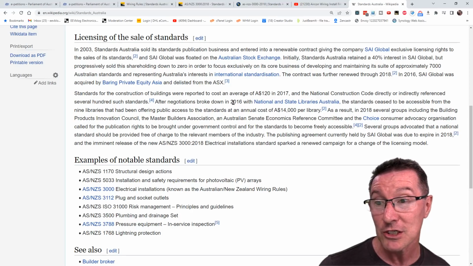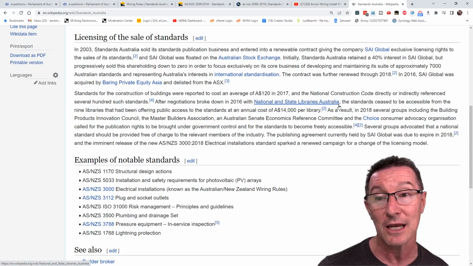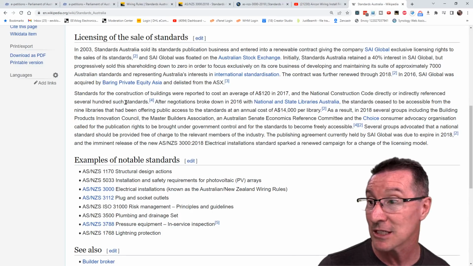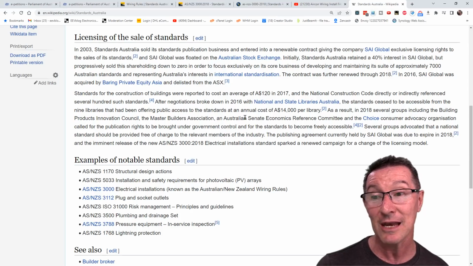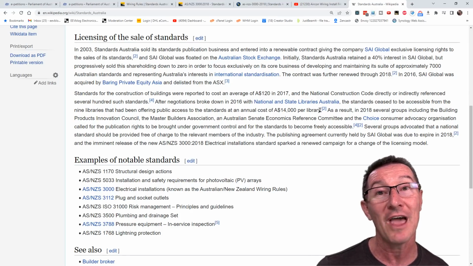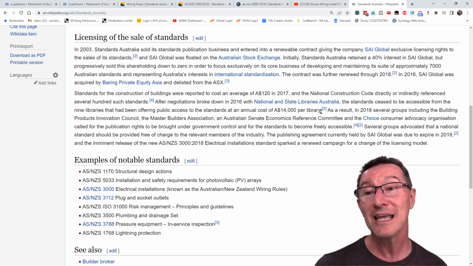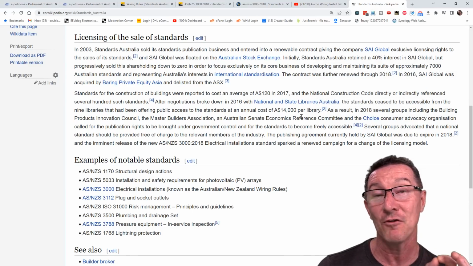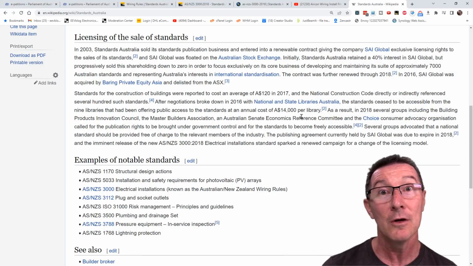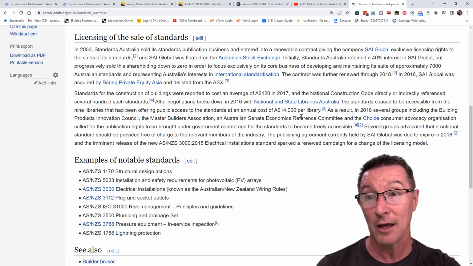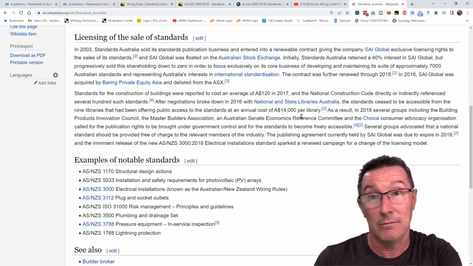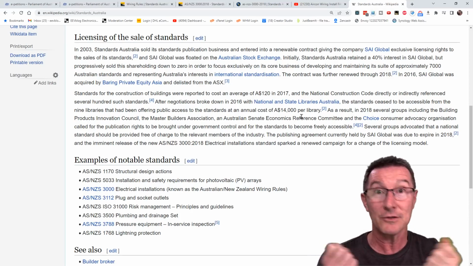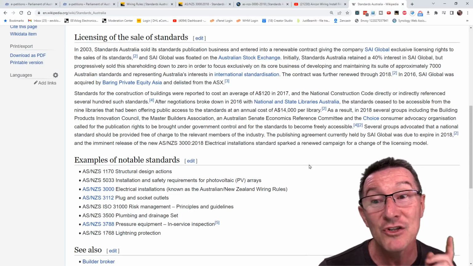after negotiations broke down in 2016 with national and state libraries, the standards ceased to be accessible from 9 libraries that had been offering public access to the standards at an annual cost of $14,000 per library. So they didn't, even though the libraries were paying for it. And if I wanted to, I could have gone into the state library here in New South Wales in Sydney and presumably got a copy of the AS3000 and looked up the thing myself. You can't even do that anymore.